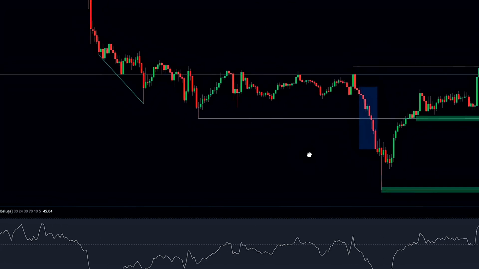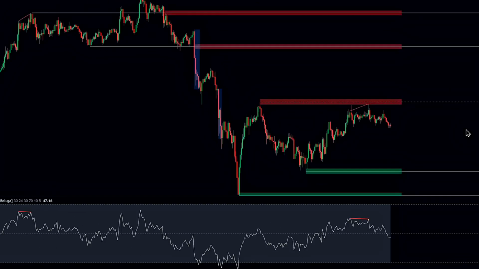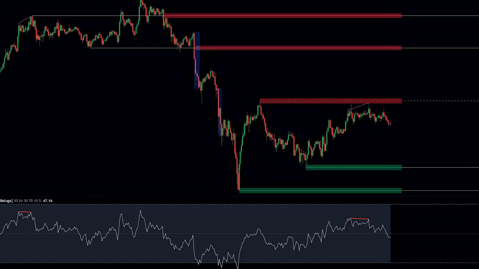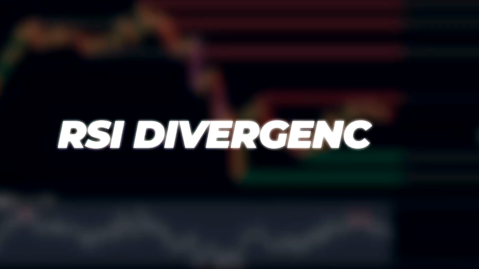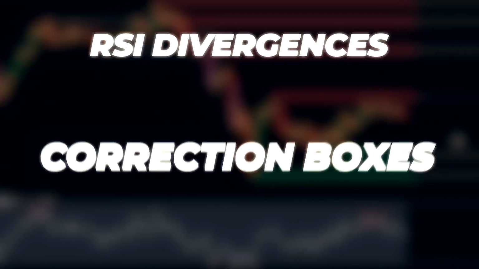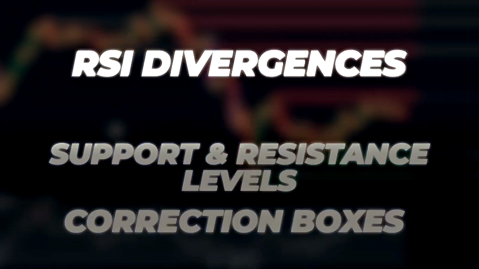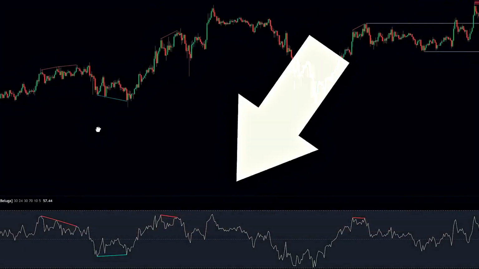Let's break down what makes this tool so dope by diving into its three main features: RSI divergences, correction boxes, and support and resistance levels. Ready? Let's start with RSI divergences.